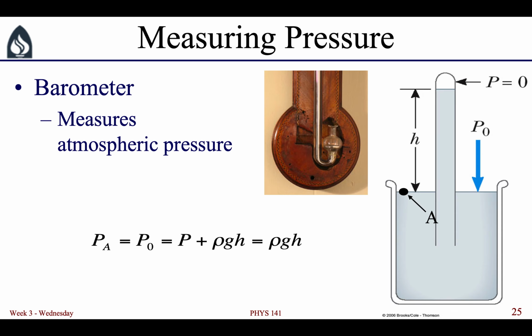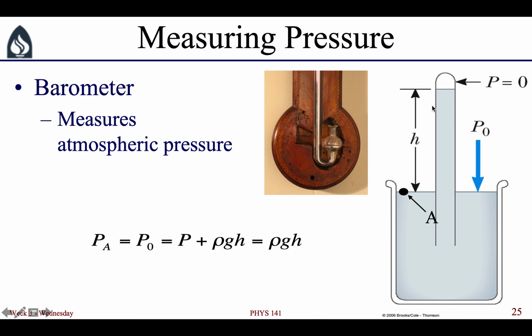Another tool for measuring pressure is a barometer, and a barometer actually measures atmospheric pressure, because atmospheric pressure isn't always 1.013 times 10 to the 5th pascals. That's the average pressure at sea level. But you may not be at sea level, or changes in weather can cause slight variations in that atmospheric pressure. And so a barometer measures those changes.